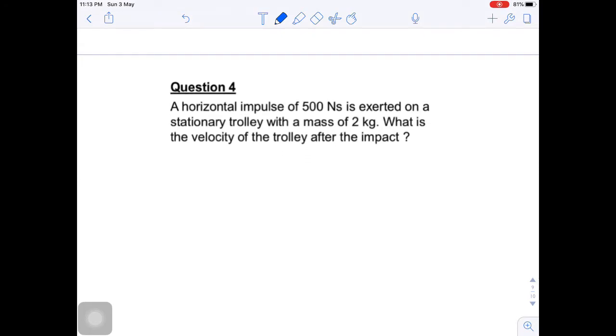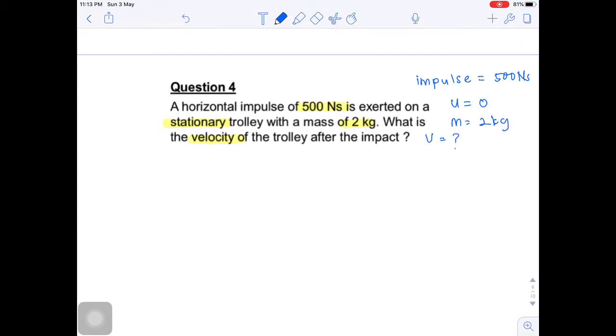A horizontal impulse of 500 Newton second is exerted on a stationary trolley. Stationary trolley means that u is 0, with a mass of 2 kilogram. So mass is 2 kilogram. What is the velocity of the trolley after the impact? So what is v?